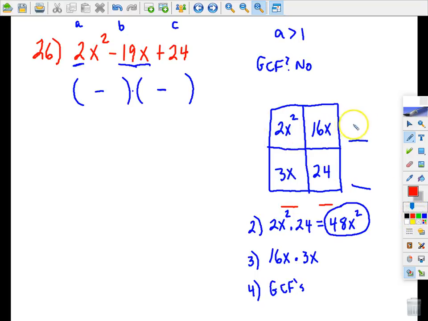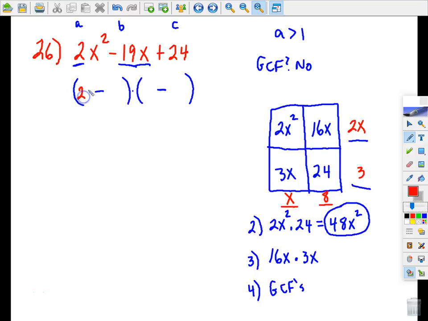This top row, the GCF would be 2x. This bottom row, the GCF would be 3. For this first column, the GCF would be x. And for this column, the GCF would be 8. 8 is the largest number that goes into 16 and 24 evenly. Okay, so what we've shown here are the 2 binomials that will represent our factoring, the 2 linear factors.